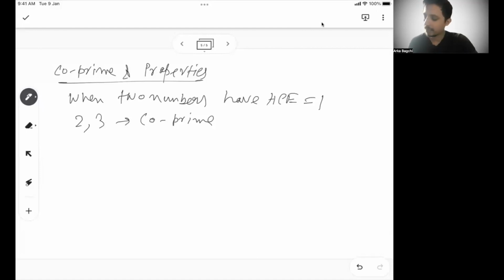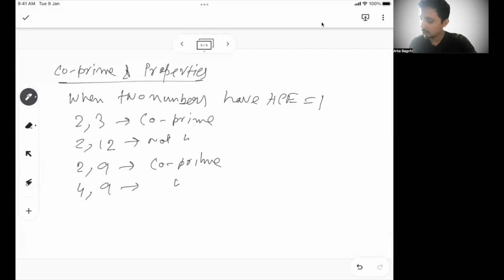So 2 and 3 are coprime. 2 and 12 are not coprime because the HCF is not 1. But if I say 2 and 9, they are coprime. So what you can understand is individually they may not be prime, and this is very important. 9 is not a prime number. Or if I take 4 and 9, they are also coprime. 4 is not a prime number, 9 is not a prime number, but their HCF is 1 because there is no common factor between 4 and 9 apart from 1. So that's why 4 and 9 are coprime.